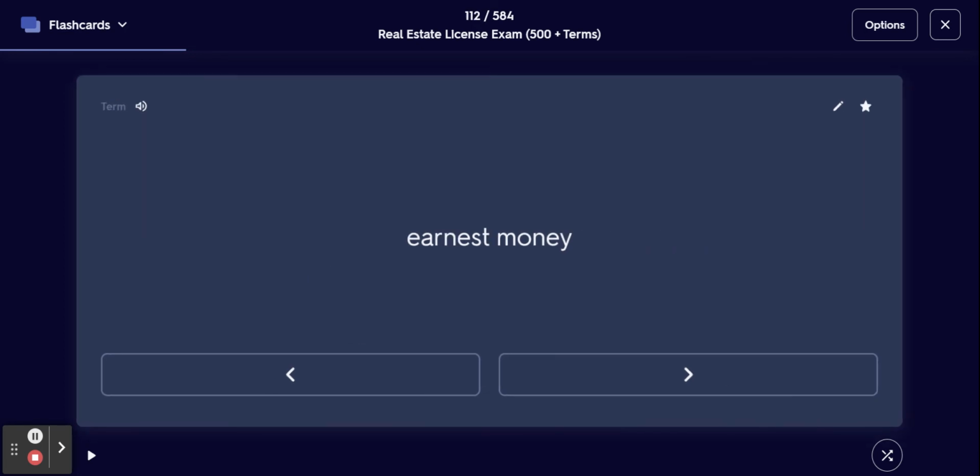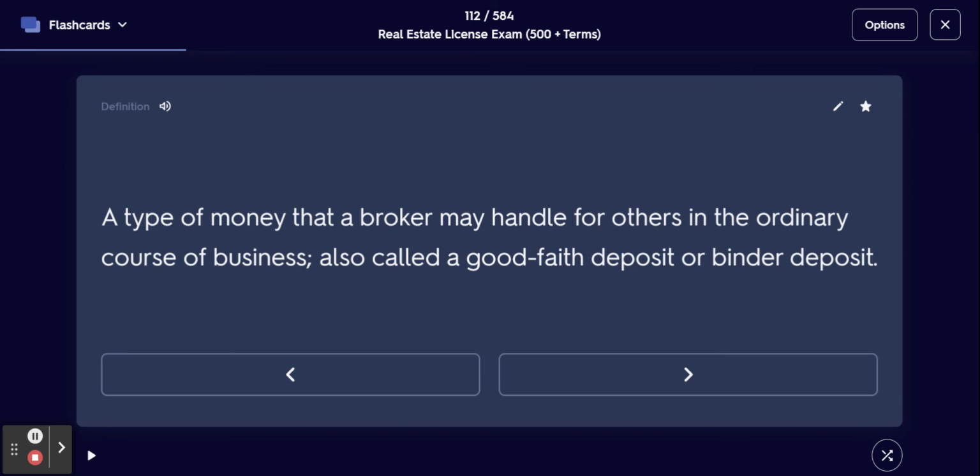Earnest money. A type of money that a broker may handle for others in the ordinary course of business, also called a good faith deposit or binder deposit.